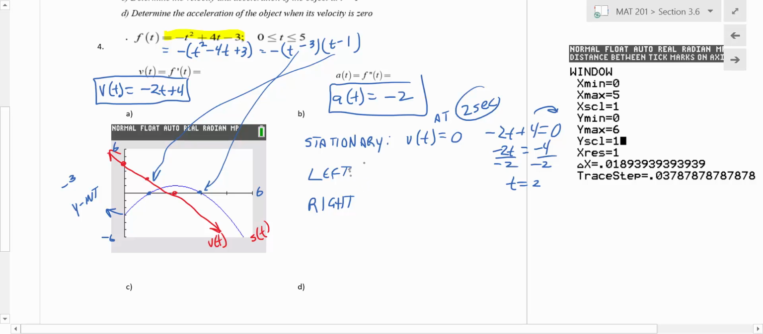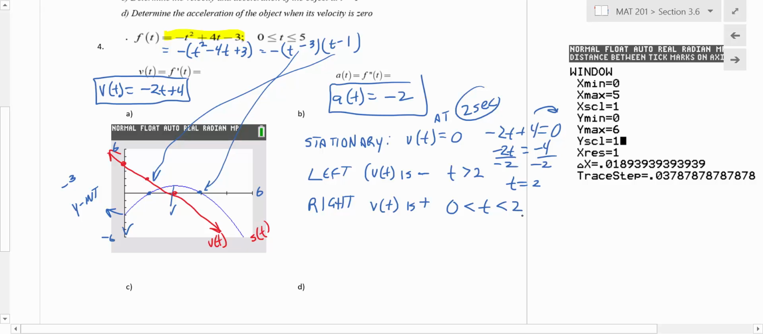So you're going to the left whenever the velocity is negative. That velocity is going to be negative from 2 on forever. I'm just going to write on here, it's negative for t greater than 2, because that's when you have negative acceleration. And then right is going to be when the velocity is positive. So positive is going to be from where to where? From 0 to 2, so on the interval 0 to 2. We'll say 0 less than t less than 2.